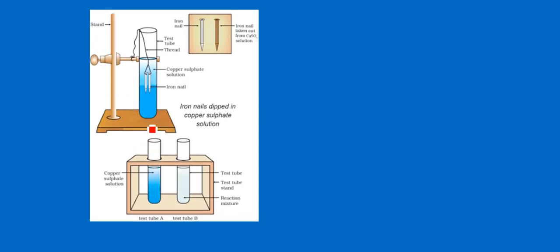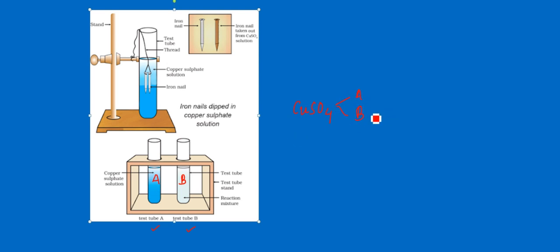Let's understand what is happening here. As you can see in this setup, first of all we will take two test tubes, test tube A and test tube B. This is test tube B and this is test tube A. Now we will put copper sulfate in both the test tubes, in test tube A and in test tube B.